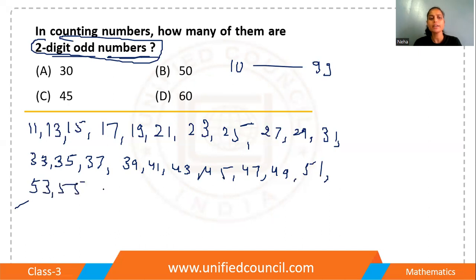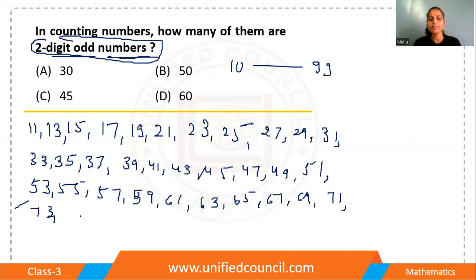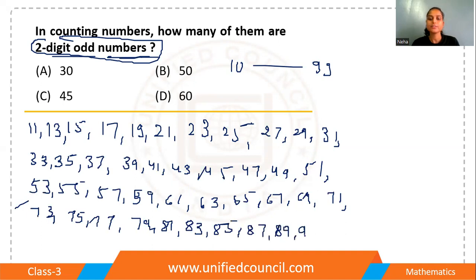53, 55, 57, 59, 61, and then 63, 65, 67, 69, and then 71, and then 73, then 75, 77, 79, and then 81, and then 83, and then 85, 87, 89, 91. Now this is the last, 93, 95, 97, and then 99.